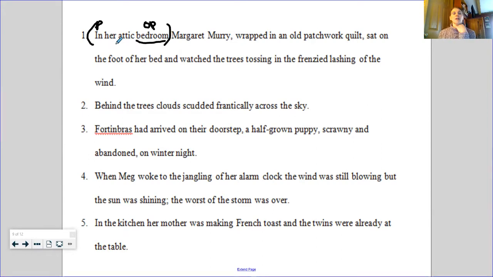Let's look for another prepositional phrase. Oh, I have another in. If I can, sorry, I'm using my mouse. So in an old patchwork quilt, it goes all the way to quilt. Underline that noun. So in, once again, is the P. Quilt is the OP.